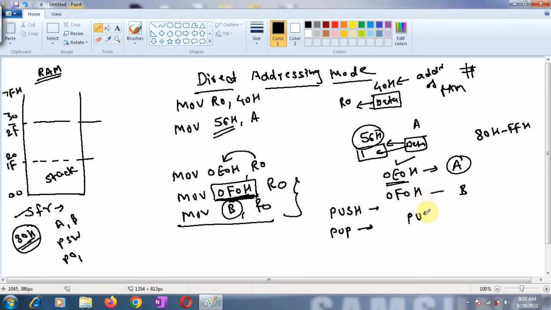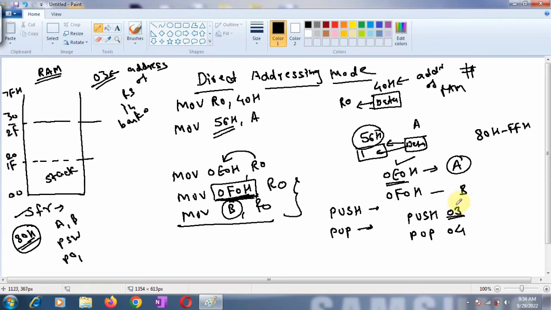Whenever you write a push instruction, it should be followed by an address. If you write push 3 and say pop 4, what is the meaning? This 3 is the address from which you are going to store your data. So push 3 means pushing R3 of bank 0. Here 03 represents the address of register R3 of bank 0. So you are pushing the contents of the R3 register of bank 0 onto the stack.